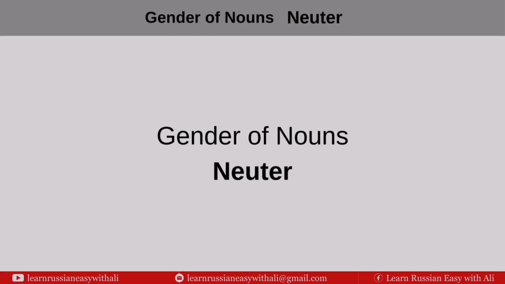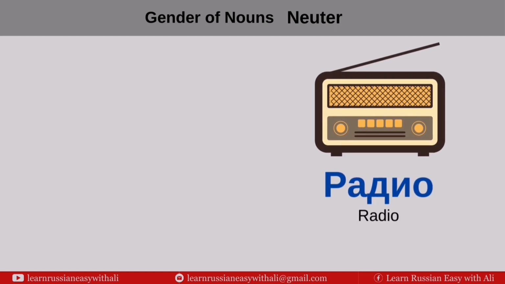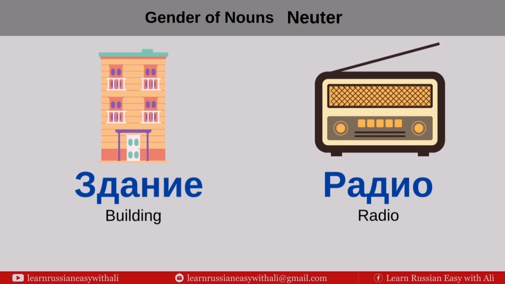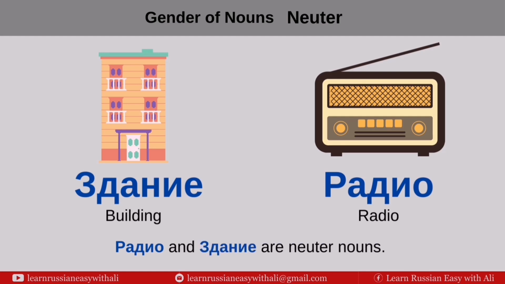Gender of nouns: neuter. Радио. Здание. Радио and Здание are neuter nouns.